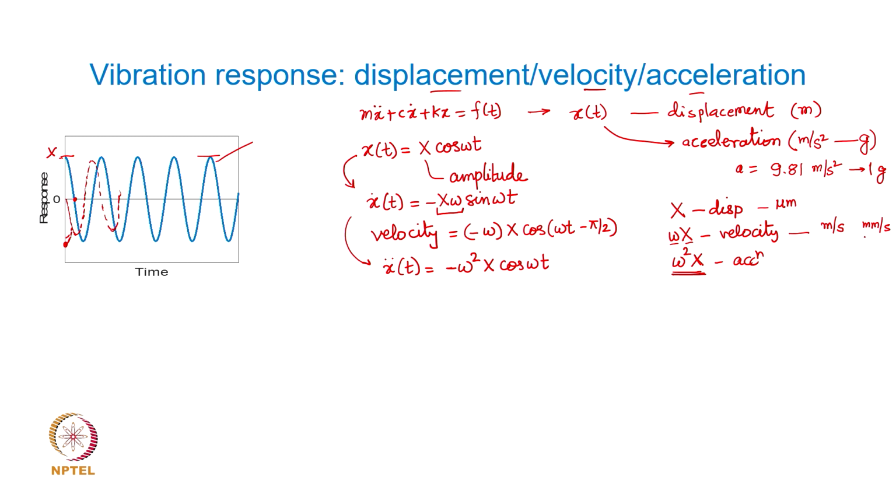Velocity units, as I said, practical vibration measurement units are millimeter per second, but the standard SI unit will be meter per second. Acceleration, as I said, meters per square second is the unit, but G units, or G level of vibration, is another practical alternate unit people use, and you should be aware of this unit conversion relationship.